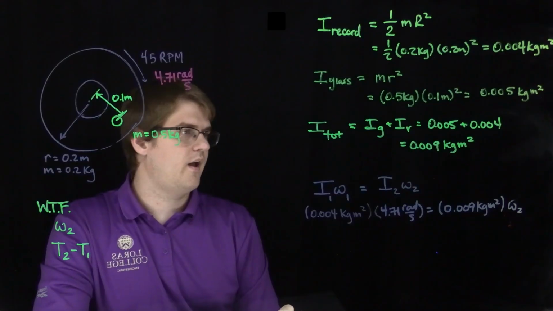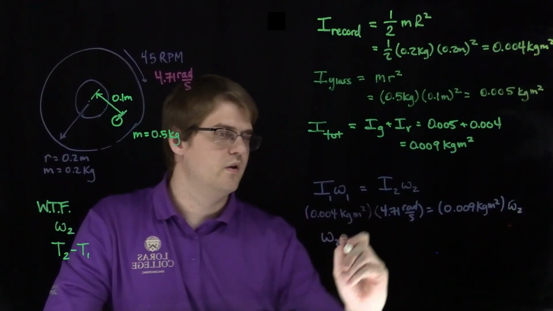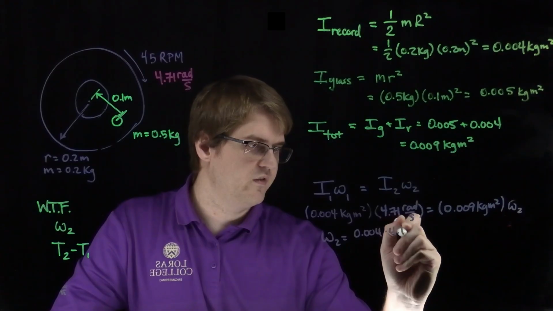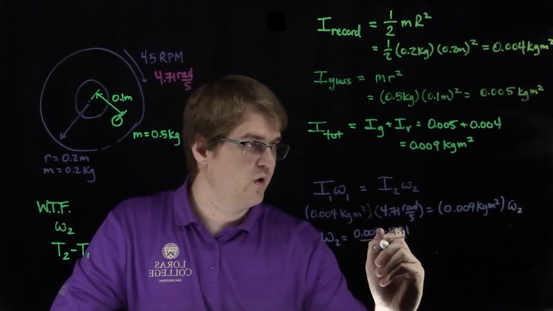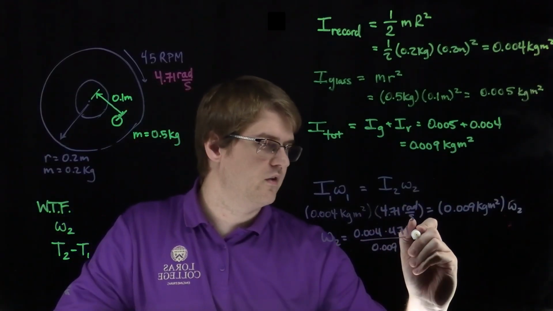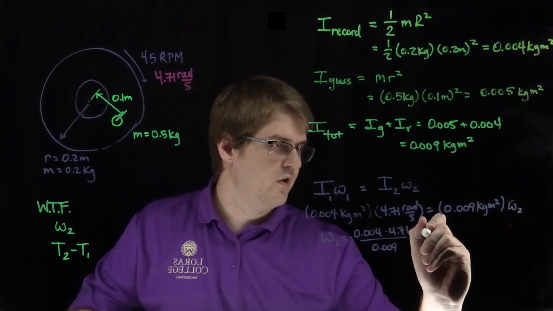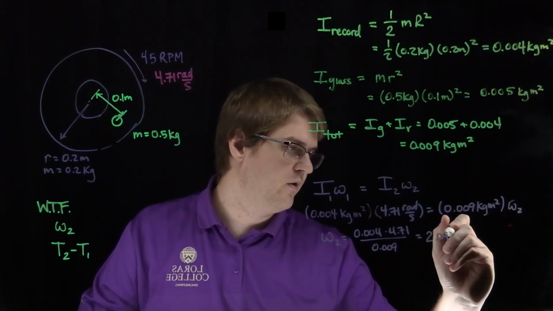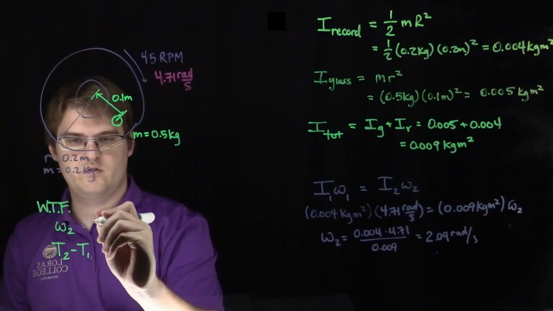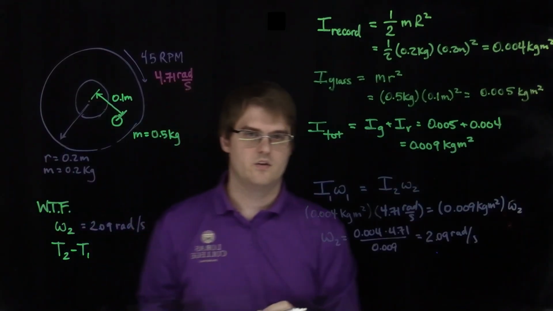And with that, I can solve for omega 2. Omega 2 is going to be 0.004 times 4.71 divided by 0.009 kilogram meter squared. Cancel, I get radians per second. And that gives me a total rotational rate of 2.09 radians per second. So the omega 2 is 2.09 radians per second. Great.